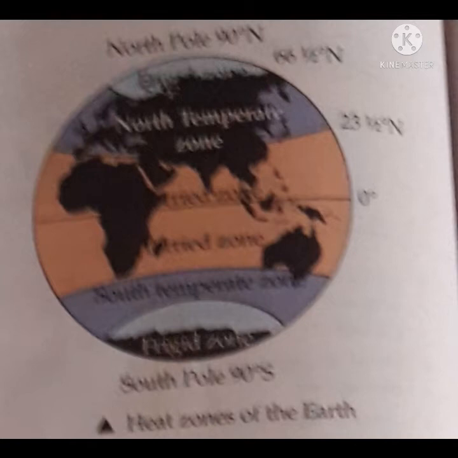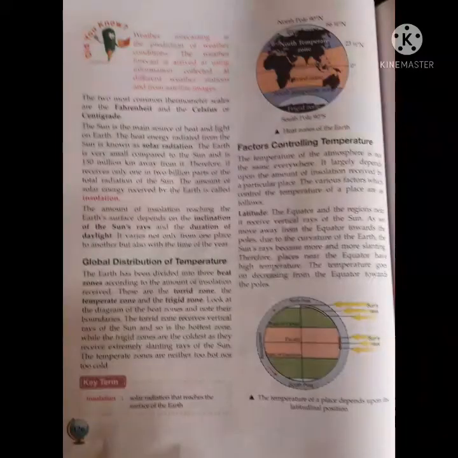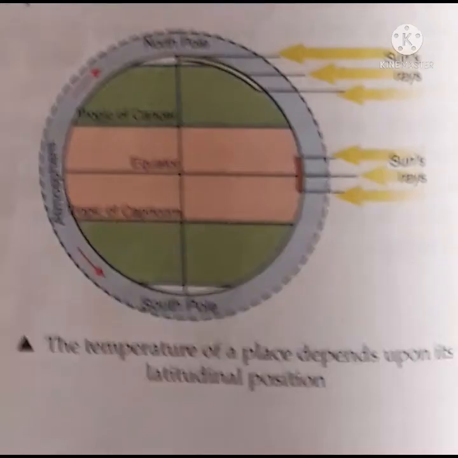Now let us learn what are the factors controlling temperature. Latitude. The equator and the regions near it receive vertical rays of the sun. That is why the zones which lie near the equator are the hottest zones. And if we move from the equator towards the poles, the temperature goes on decreasing.